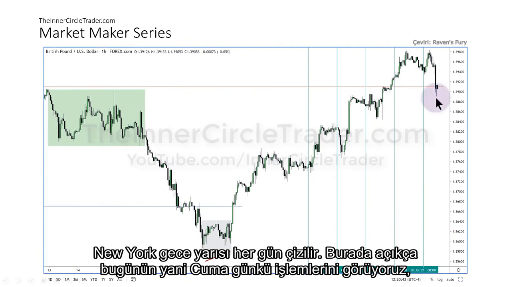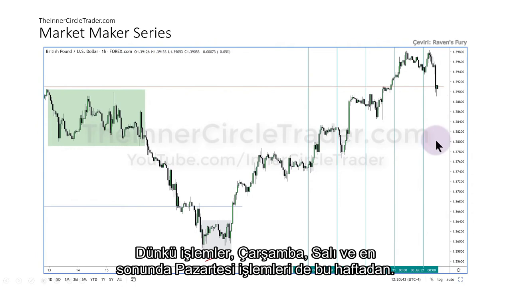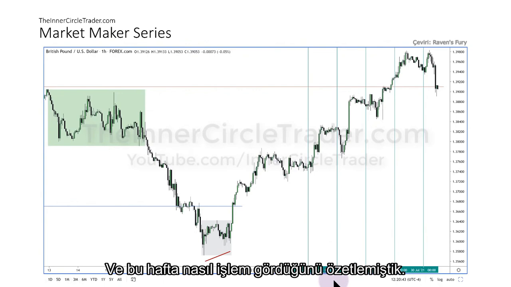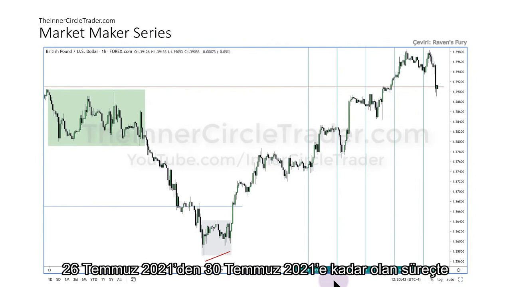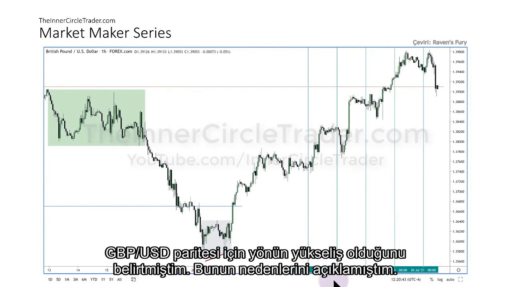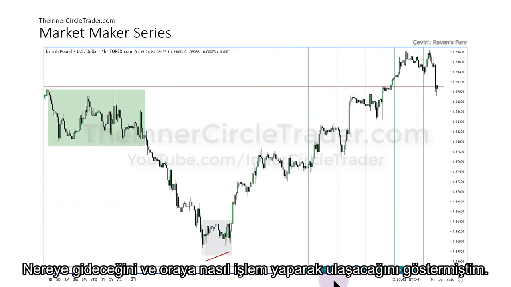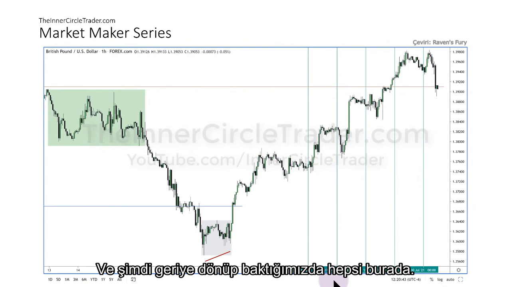So we're looking at obviously today's trading and Friday, Thursday's trading, Wednesday's trading, Tuesday, and then finally Monday's trading of this week. Now when you're looking at this, go back and look at your notes, and we've outlined how this week of trading, July 26, 2021 to July 30th, 2021, was bullish for pound dollar. I made the case for it, why it was bullish. I pointed to where it was going to go, how it was going to trade there, and we have it here now in hindsight.